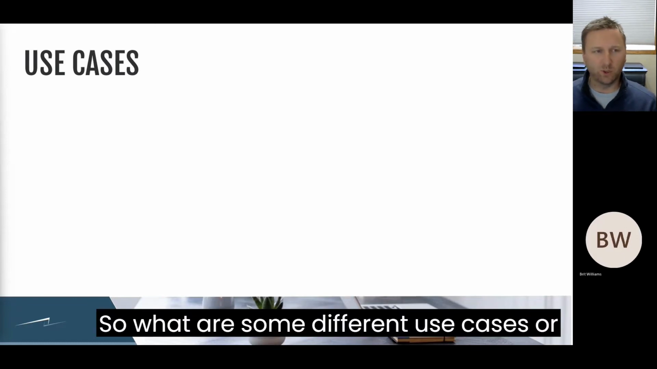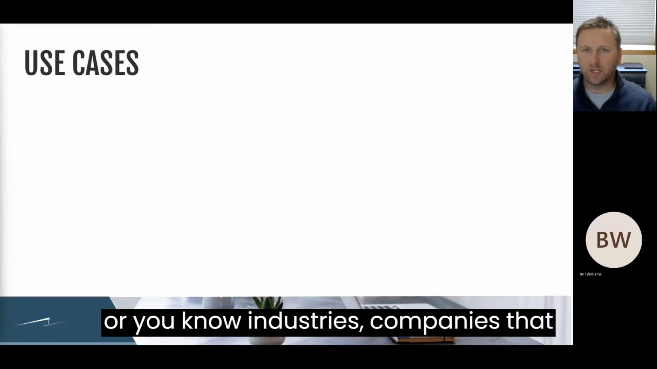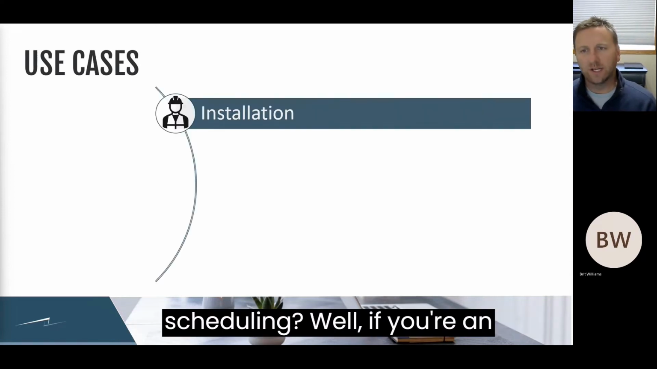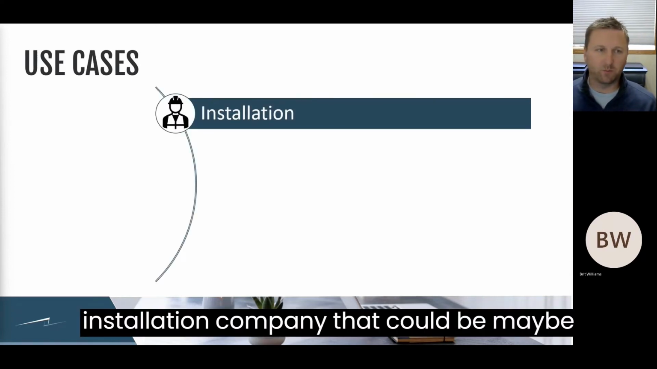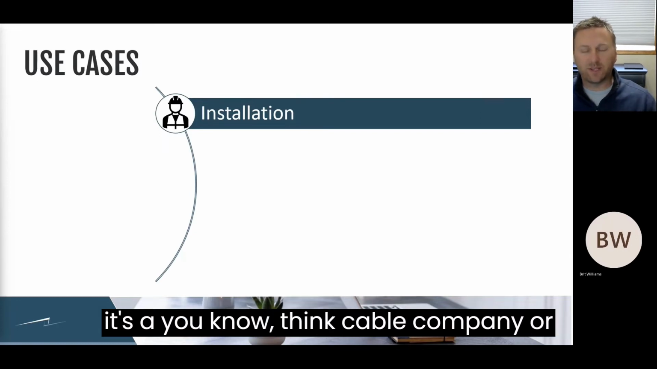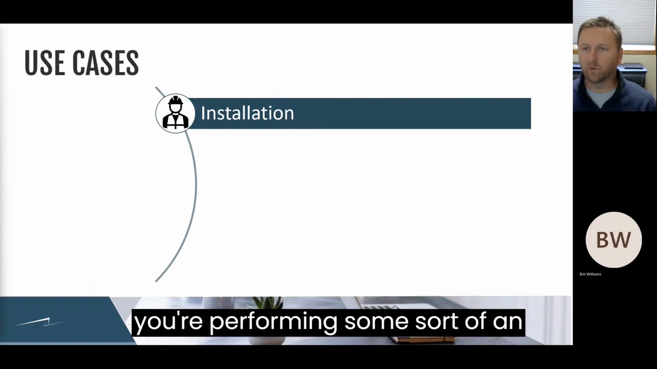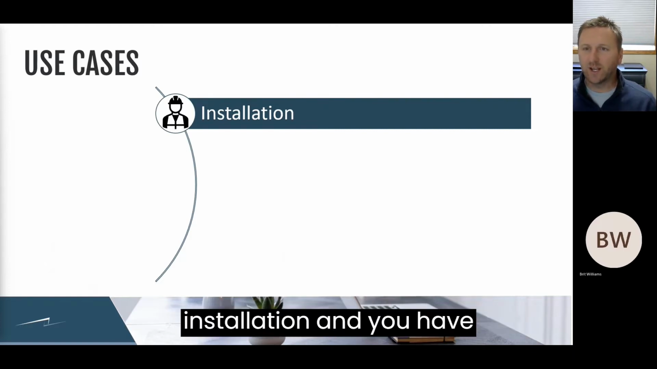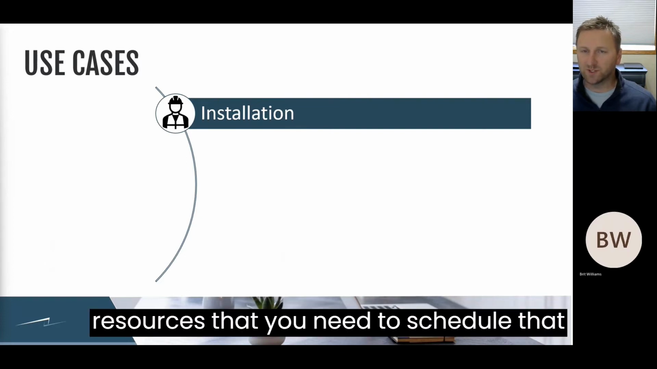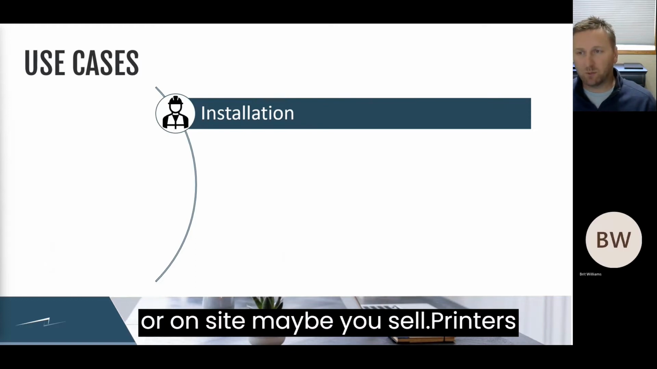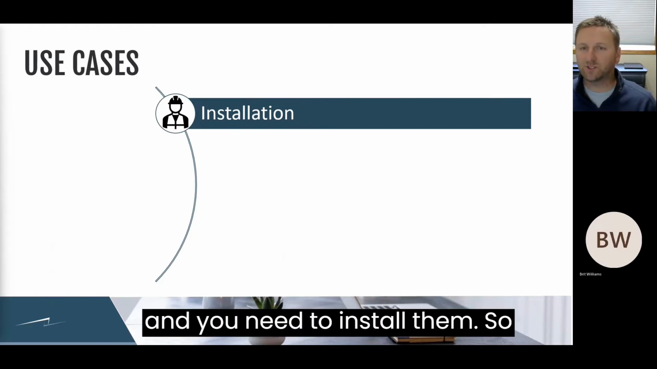So what are some different use cases or industries, companies that might take advantage of resource scheduling? Well, if you're an installation company, maybe think cable company or HVAC, construction, a lot of different industries that you might be in where you're performing some sort of an installation and you have resources that you need to schedule. That could be virtual, it could be in person or on site. Maybe you sell printers and you need to install them.